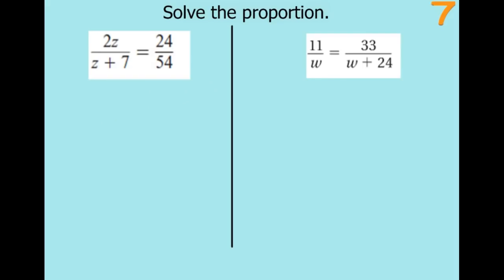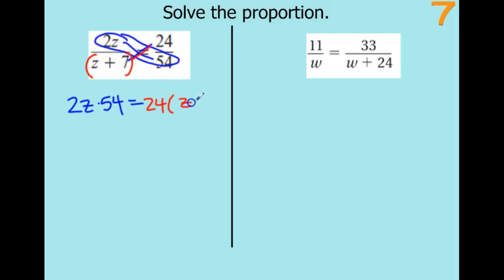If I am going too quick, make sure you pause the video to make sure that you are solving these problems correctly. These last two should be a review of what we just learned. We're continuing to cross-multiply. This 2z times 54 I'm going to write first. 2z times 54, and set equal to our other cross right here: 24 times this whole piece, keep it in parentheses, z plus 7.